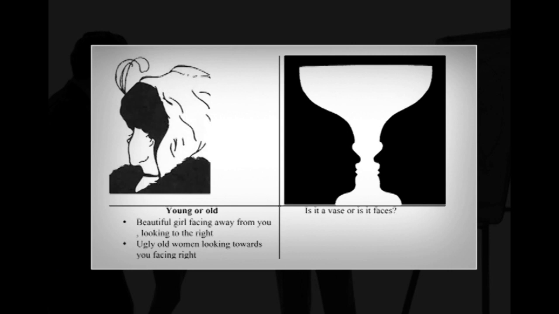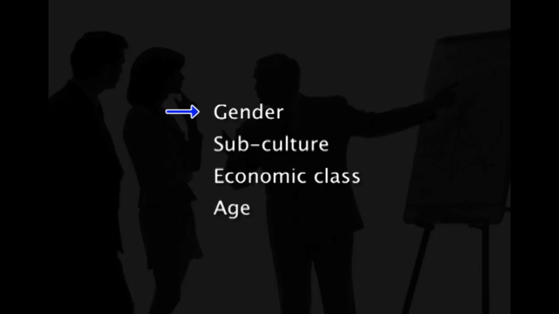For example, you can see the picture here where the image looks like a young or old lady. Another picture, a vase or two faces. Each has their opinion. Culture is a major factor on how people perceive things. The other cultural factor that influences perception has categories such as gender, subculture, economic class and age.